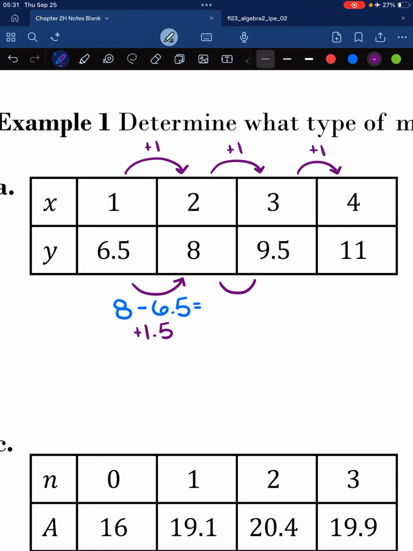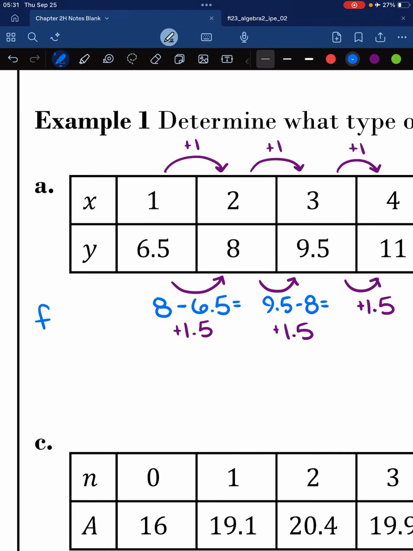Let's do that again. I can show the work for the difference, but if you can do it in your head, you don't have to. So 9.5 minus 8 is a positive 1.5. And again I'll do this one in my head: to get from 9.5 to 11, I would add 1.5. Since I only had to go one level down in the table, we call this the first difference.